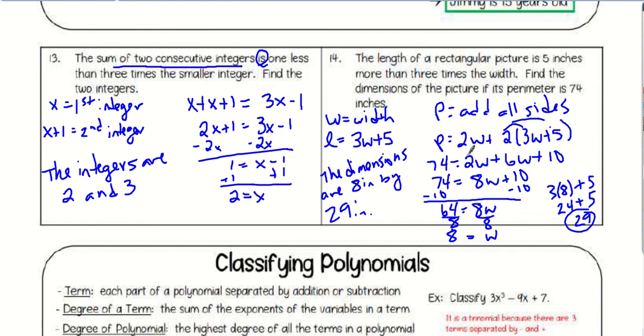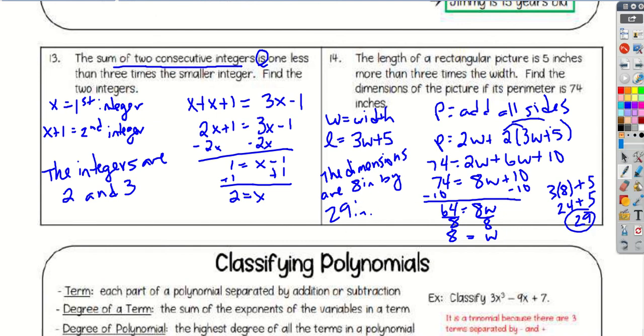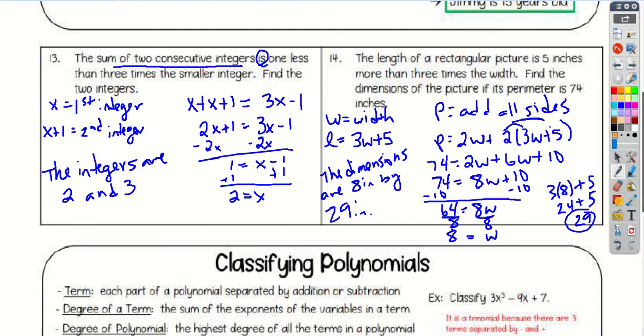We plug 74 in for the perimeter, and then it's 2W plus, distribute, 6W plus 10. So this is 8W plus 10. Move the 10 over to get 64, and then divide by 8 to get 8. And when you plug 8 into the length, 3 times 8 is 24, plus 5 is 29. So 8 and 29 are the width and the length. All right.